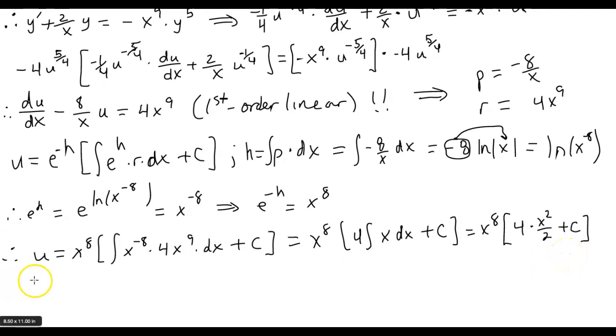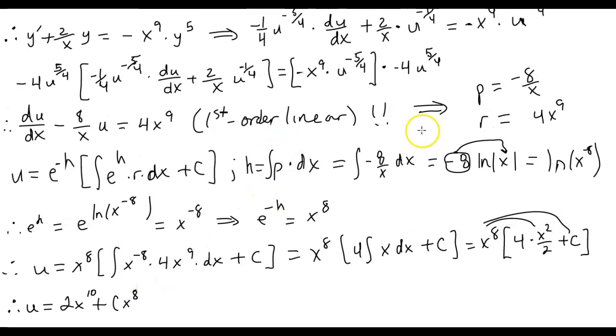Of course, from here, this means that u is essentially 2x raised to the 10, because of course x to the 8th, x to the 2 is x raised to the 10. 4 divided by 2 is 2. And then of course x raised to the 8 is going to be multiplied times the integration constant as well. And so that is what u is.